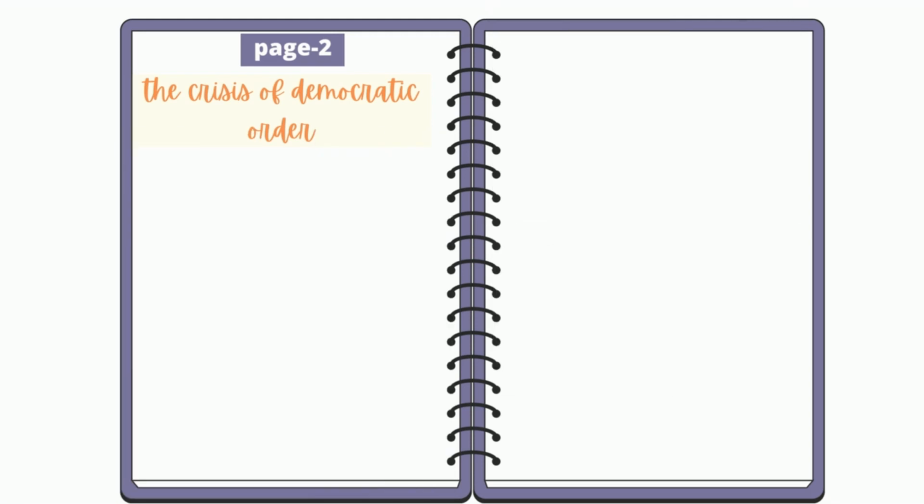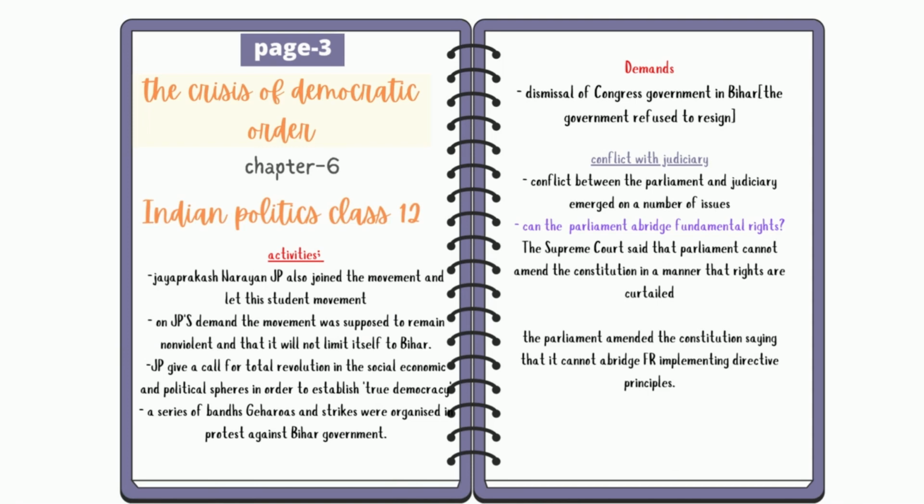Activities. Jaya Prakash Narayan, JP, also joined the movement and led this student movement. On JP's demand, the movement was supposed to remain non-violent and not limit itself to Bihar. JP gave a call for total revolution in social, economic and political spheres in order to establish true democracy. A series of bandhs, gheraos and strikes were organized to protest against the Bihar government. Demands. Dismissal of Congress government in Bihar. The government refused to resign.